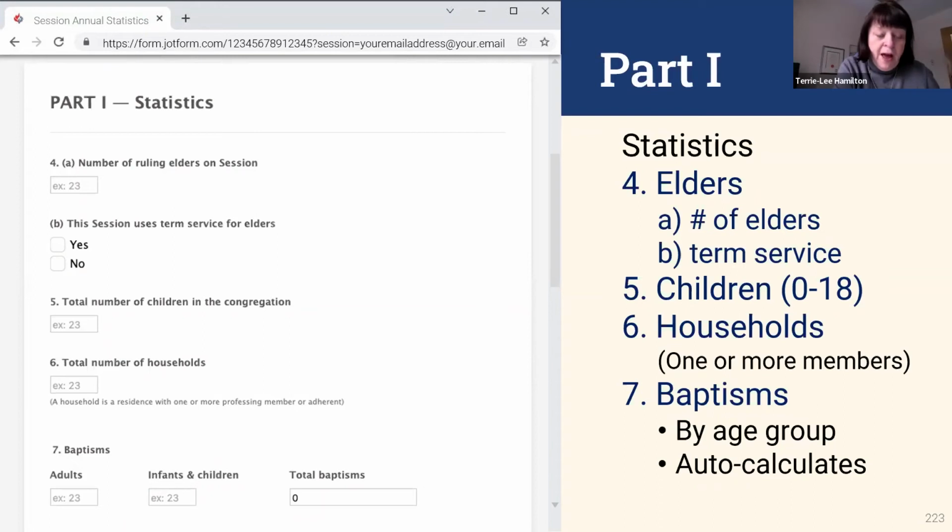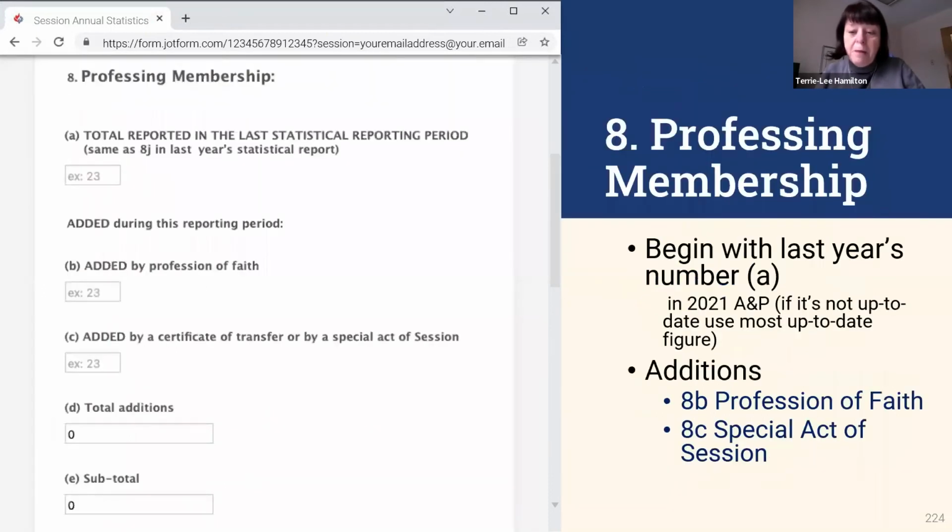Okay. What if the revision of the roll finds that members need to be added rather than removed? If members are added, then that would be, and maybe the line's not there, by act of session. Okay. Under elders, does it include all elders as of December 31st, 2021? Yes, who are active on the session.